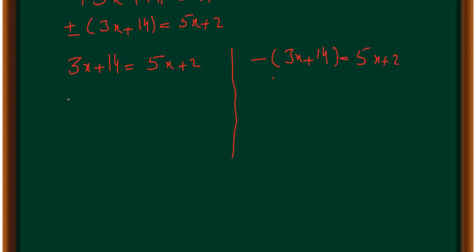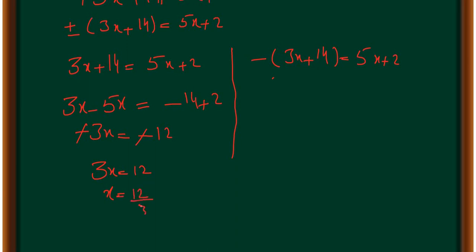Okay, now 3x minus 5x becomes minus 5x... here on the left side, and here I get minus 14 plus 2. Here I get minus 2x is equal to minus 12, minus cancels out. 2x is equal to 12, x is equal to 12 by 3, 3 ones are 3, 3 fours are 12, x is equal to 4. This is the answer of x.